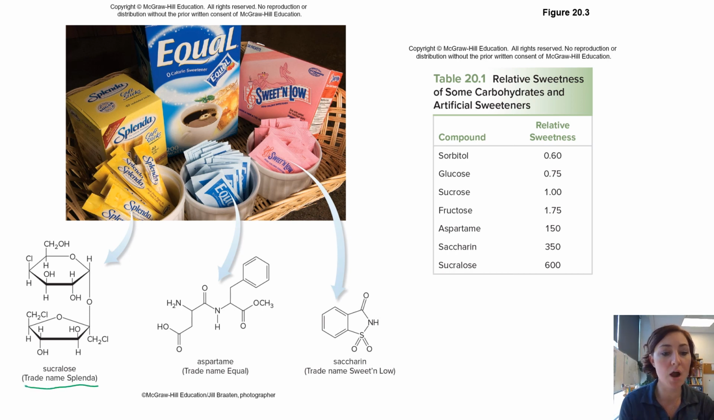Sucralose, you know it by the trade name Splenda, is an artificial sweetener. We have a table of relative sweetness over here. Sucralose, holy mackerel. I always like to compare it to table sugar. Think of table sugar as being your baseline. Sucralose is 600 times more sweet than sucrose. So if you really want to sweeten something, Splenda's the way to do it.